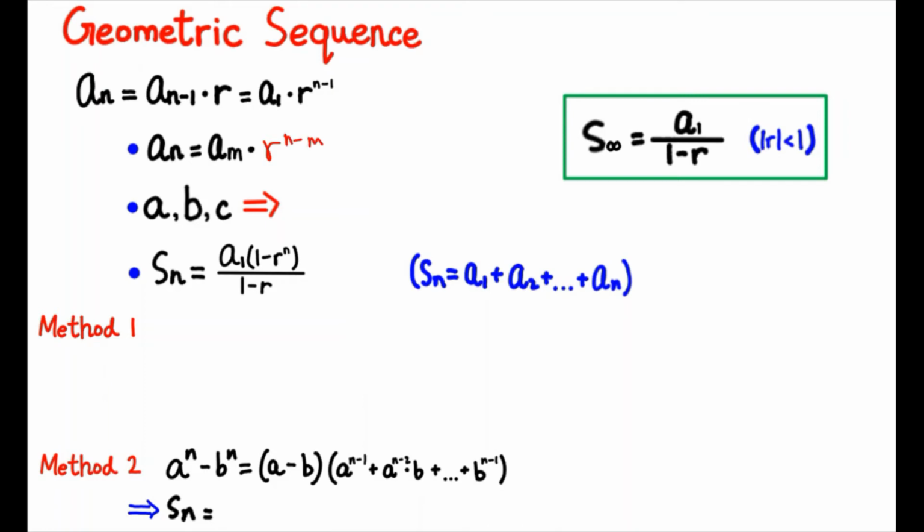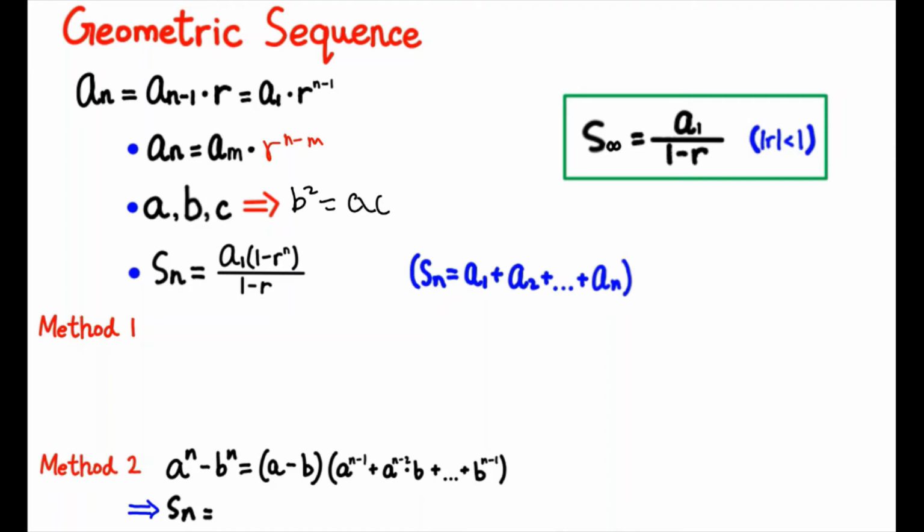Now, if we have a geometric sequence with variables a, b, and c, we will get that b squared is equal to ac. This is because c divided by b is equal to b divided by a. By moving the variables of that equation, you'll get this over here.